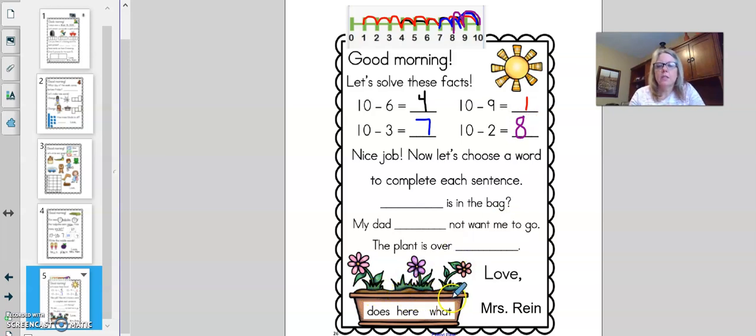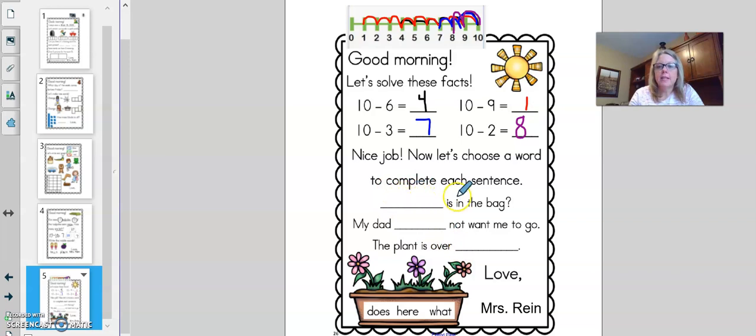Here are the words, kindergartners, that are going to go in these sentences. The first word is does. Say does. The next word is here. Say here. And the last word is what. Say what. All right, let's think about which word goes in each blank.